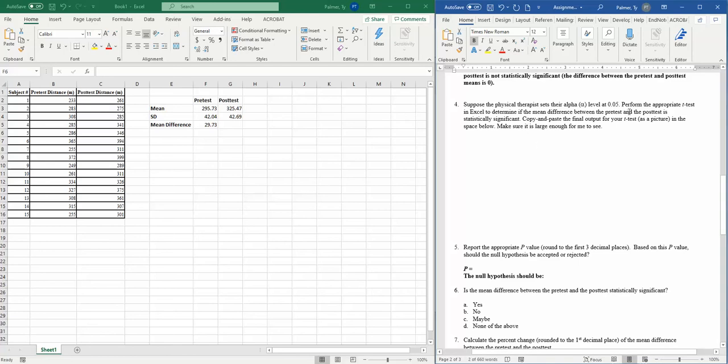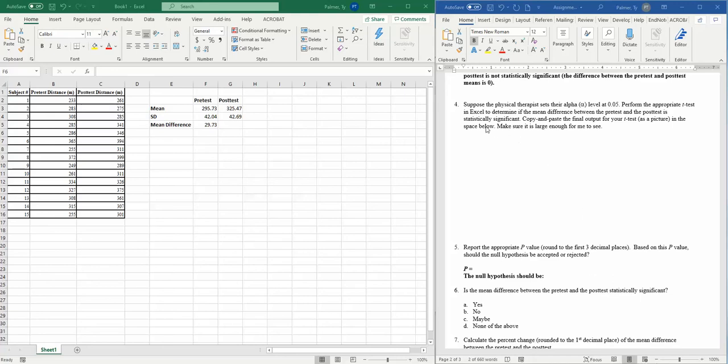Okay, so if we go back up here, it says perform the appropriate t-test. If you look at the PowerPoint, it talks about there being 3 different t-tests in Excel. Now, there's only one dependent samples t-test. The other 2 t-tests are independent samples t-tests. Again, that's what we did in the previous assignment. This assignment, we're going to use a dependent samples t-test. Why are we going to use a dependent samples t-test?